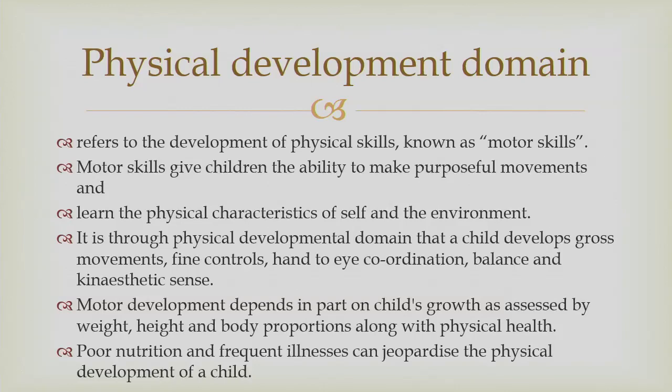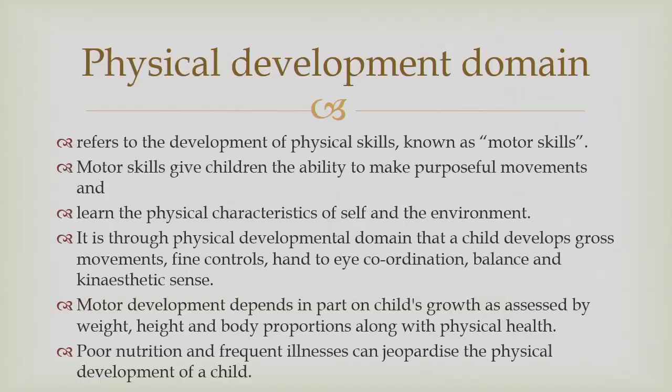Well, how do we look at physical development? We look at the weight. How much does the child weigh? The height, how tall or short the child is. Body proportions. Do you have a well-developed arm, for example, in relation to the body? And also physical health. There are 2 things, however, that can jeopardize physical development of a child. One is poor nutrition, and the other one is frequent illnesses. When a child is frequently ill or they are not well fed, then their physical development is going to be interrupted.